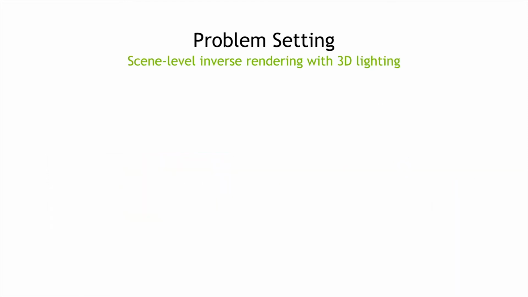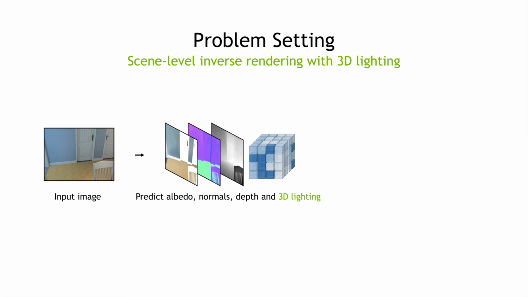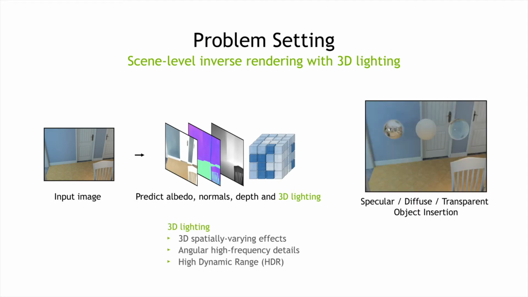In this paper, we propose a unified learning-based inverse rendering framework that formulates 3D spatially varying lighting. Given a single image as input, our model jointly estimates albedo, normals, depth, and the lighting representation. The lighting representation here should be able to handle 3D spatially varying lighting and high-frequency details. With 3D spatially varying lighting, we model the lighting variation within the scene and can realistically insert moving objects. With angular high-frequency details, we can make specular and transparent object insertion more realistic.